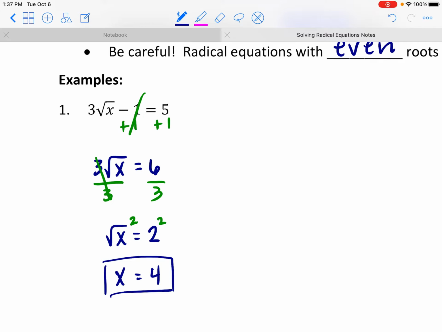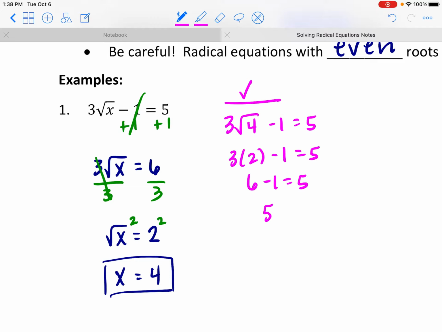You can do this in your head, but I'll just show you on paper here. If you plug the 4 back in, this is going to be a true statement that's left. So the square root of 4 is 2, so this is 3 times 2 minus 1. 3 times 2 is 6, and 6 minus 1 is absolutely 5. So it all checks out. We get a true statement there. And if you didn't want to do that by hand or in your head, you could use the calculator to do that as well. Okay?